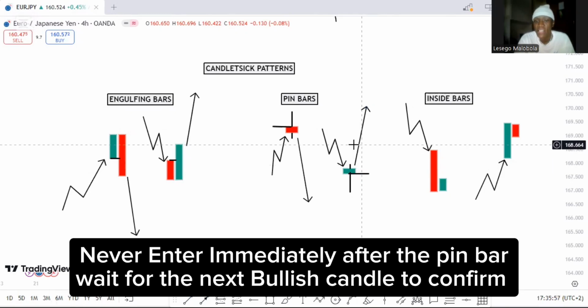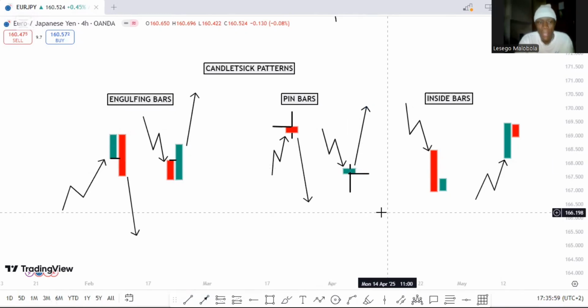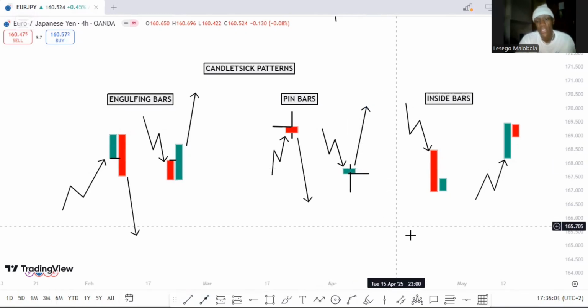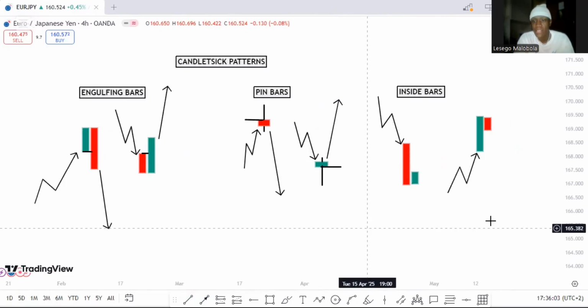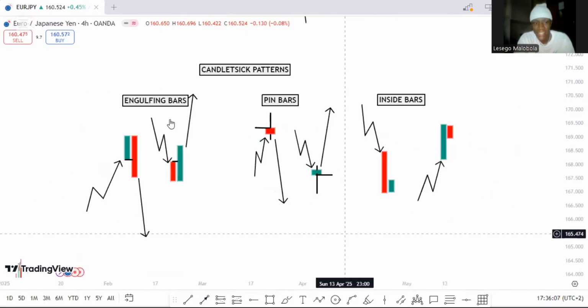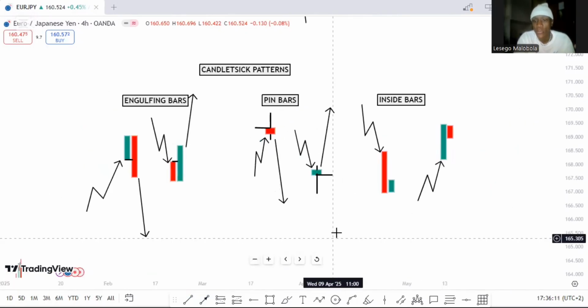For the next bullish candlestick to appear in order for me to take my what? My buying opportunities. You understand me? So moving on, guys, inside bar candlesticks, guys, it's basically more or less the same as engulfing bar candlesticks, but then in the opposite way.